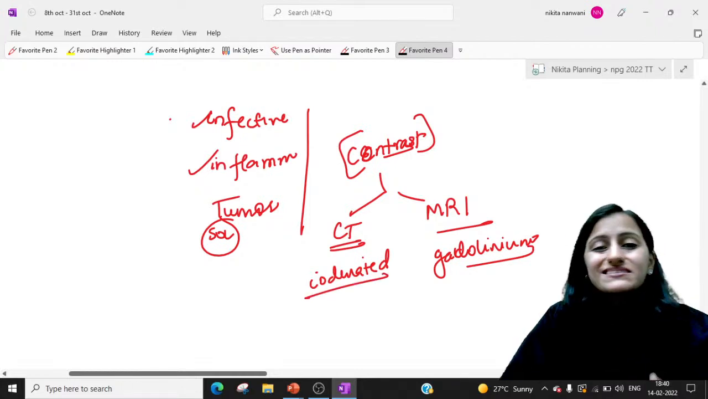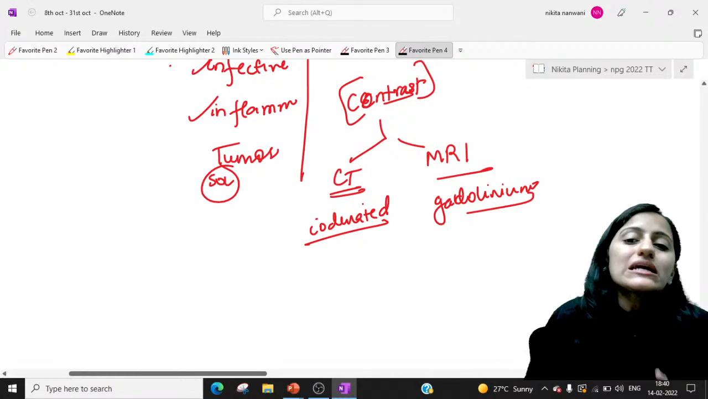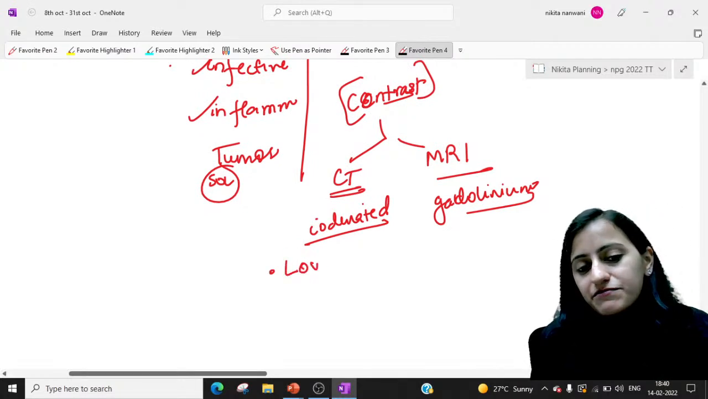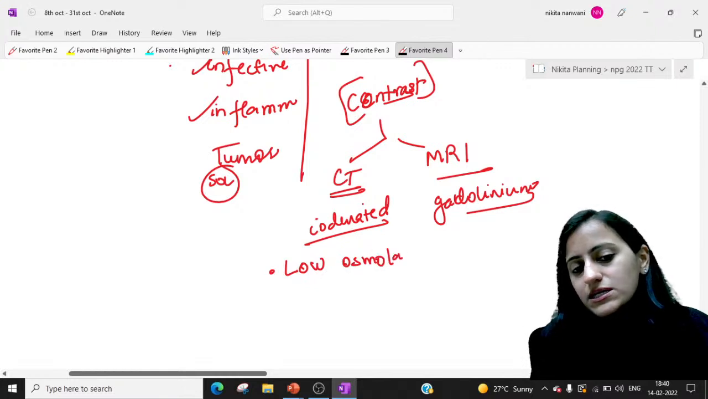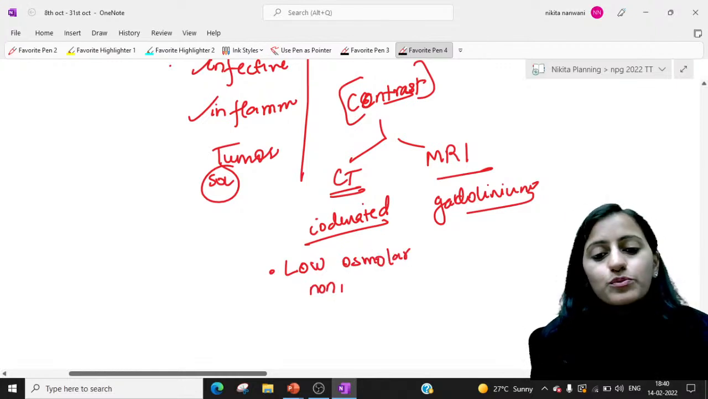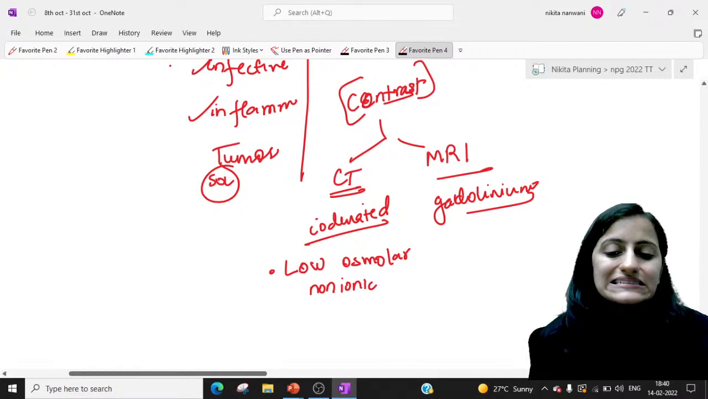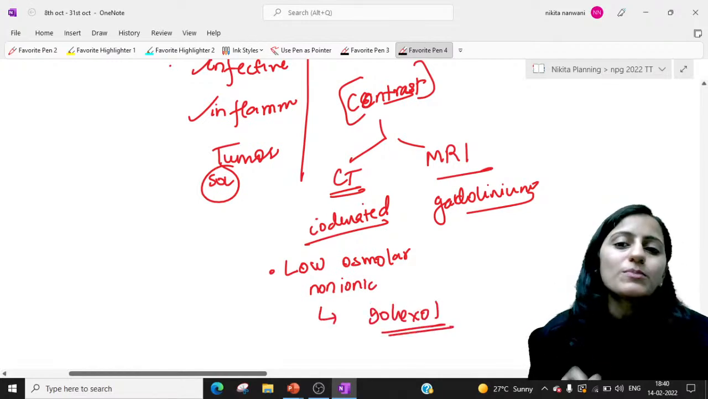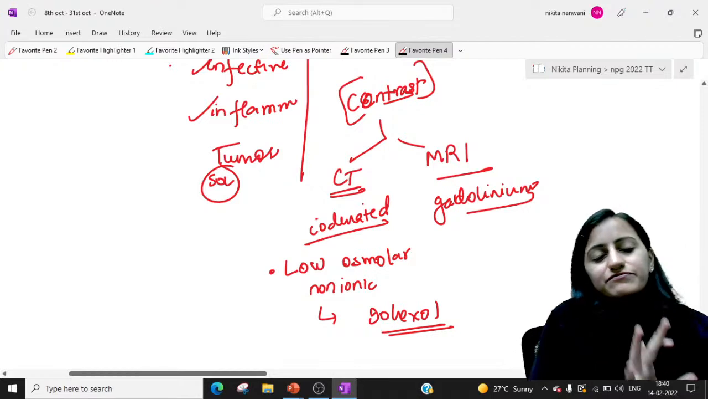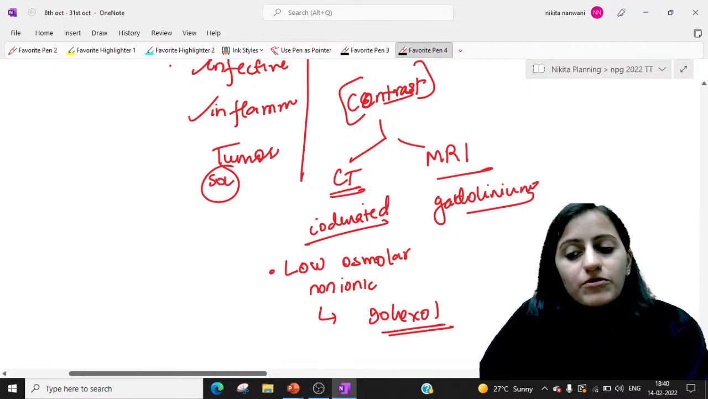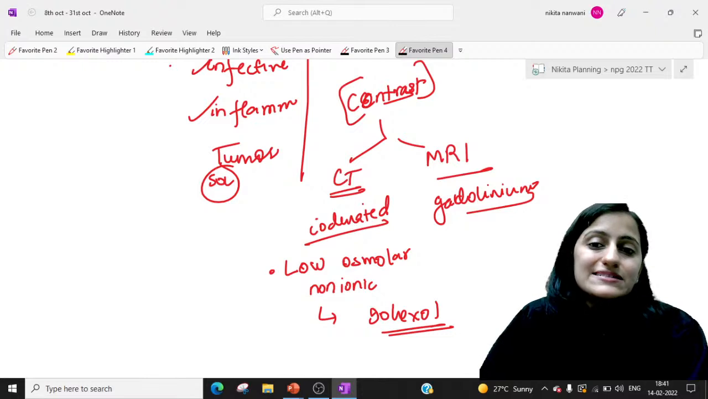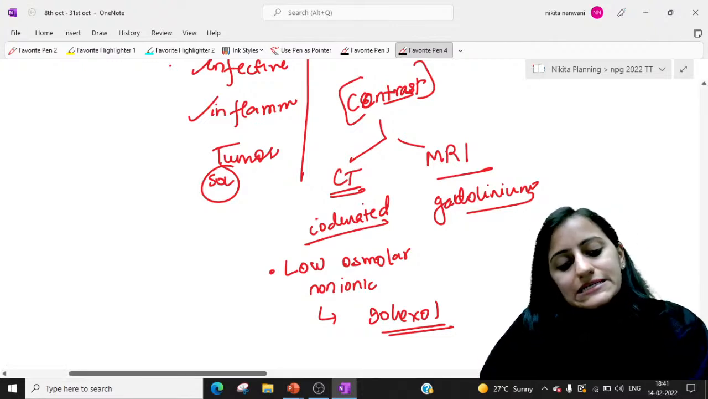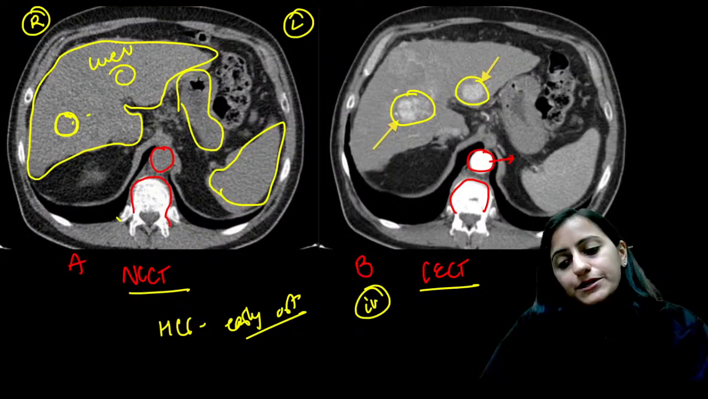Urographin is iodinated, but it's an ionic contrast. It is high osmolar. The contrast that we prefer is low osmolar iodinated contrast, which is non-ionic. So iohexol is the one which is very commonly used. It is relatively safe for the kidneys also. So we prefer using iohexol because it is low osmolar, non-ionic. Urographin is high osmolar and it's ionic.